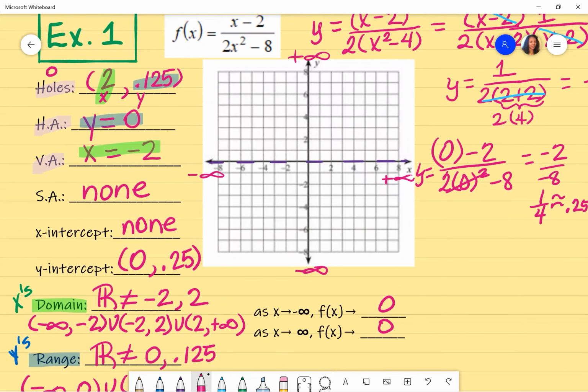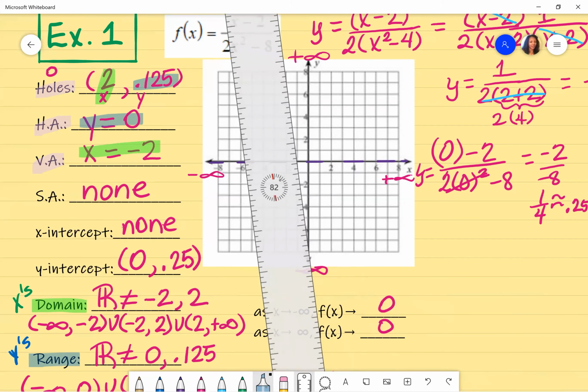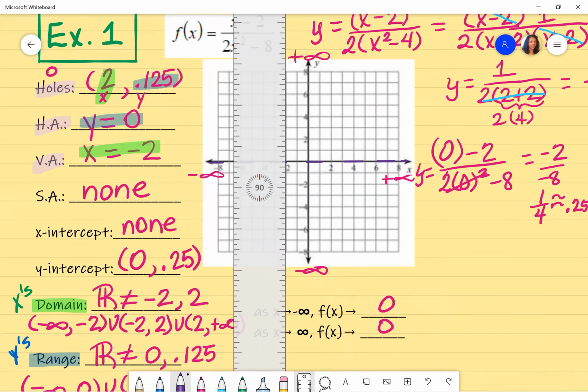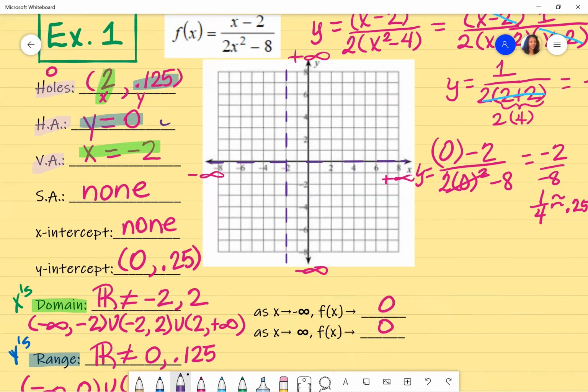I already put in the horizontal asymptote, and now my vertical asymptote is going to be where x is negative 2. So I'm going to use my ruler again and go to where x is negative 2, and that's where I'm going to draw my vertical asymptote this time. So I have these two accounted for, my horizontal asymptote, my vertical asymptote. Now I want to go and do the hole, which is at 2 and 0.125. So somewhere in here, I'm just making it big because it's kind of hard to see an open circle in this little graph. So I've accounted for that.